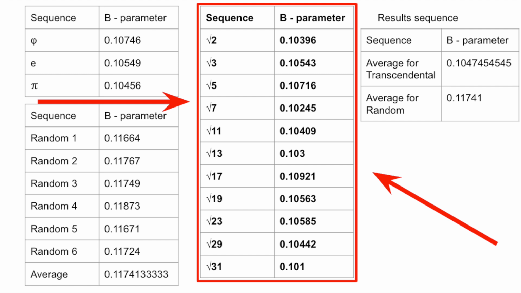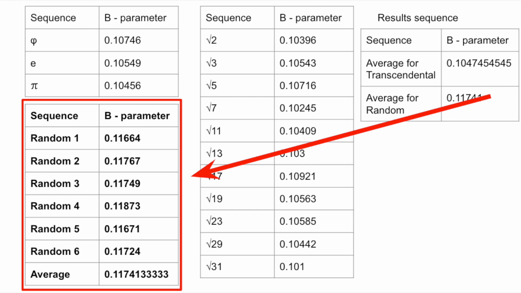If someone is able to derive this instead of just finding it numerically like I did, comment the derivation down below, and I'd be happy to collaborate with you to make a sequel video on this same topic with you for SoME3 next summer. The bottom left table shows the b parameters of the random number sequences.